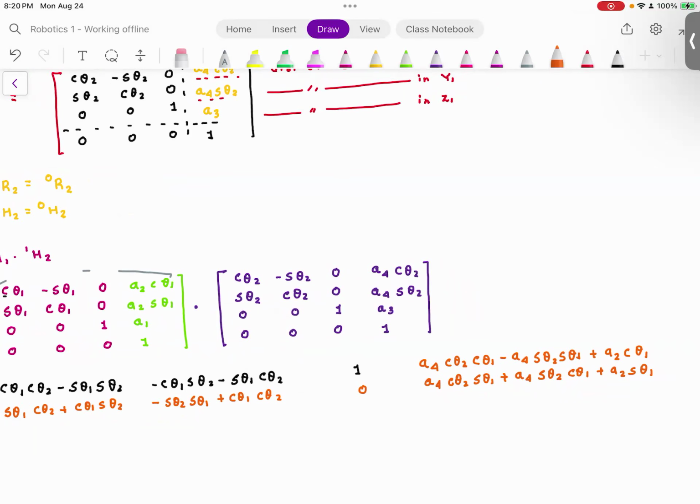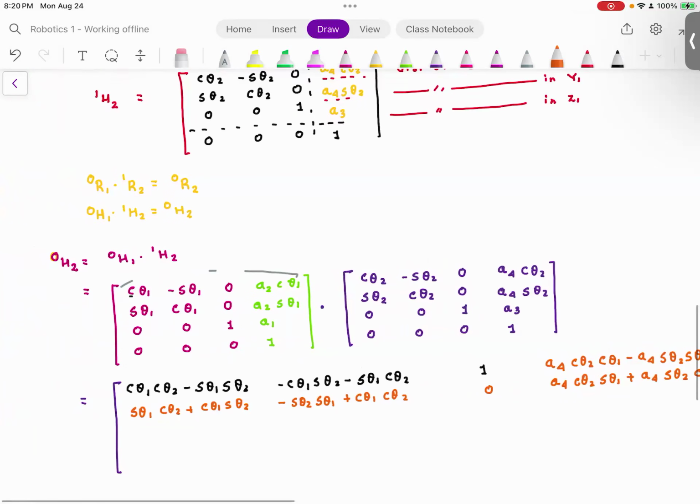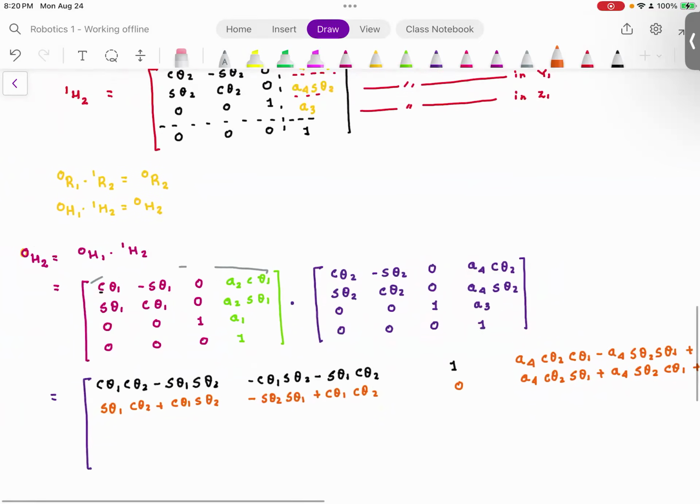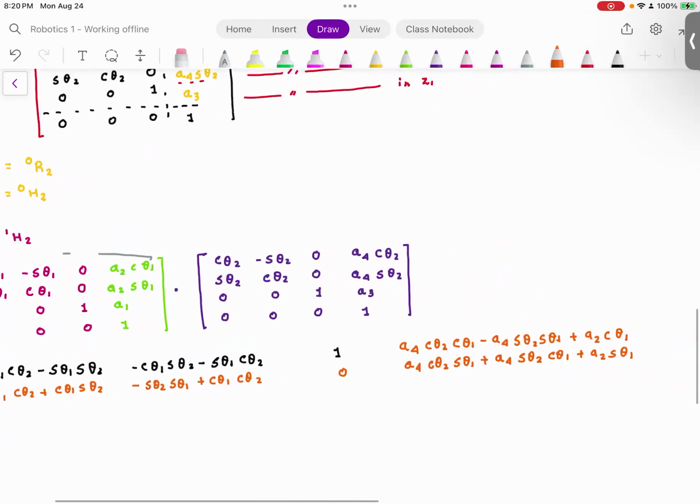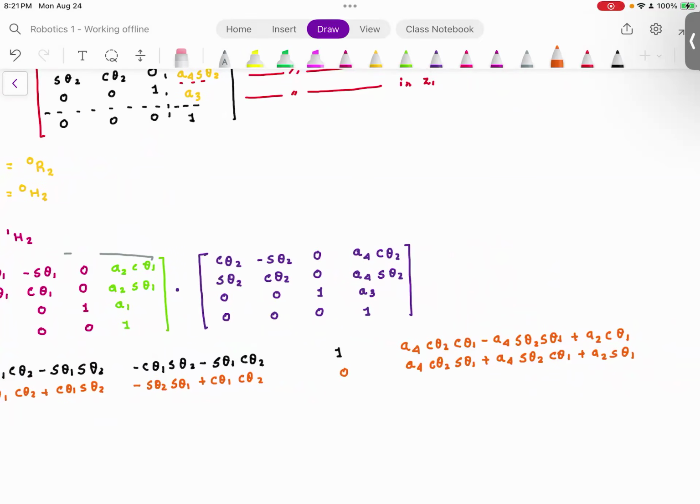Third row, first row, third column. First row, third column, did I make a mistake? A4 cosine theta 2 cosine theta 1, A4 sine theta 2 sine theta 1 plus A2 cosine theta 1. No, that's correct.